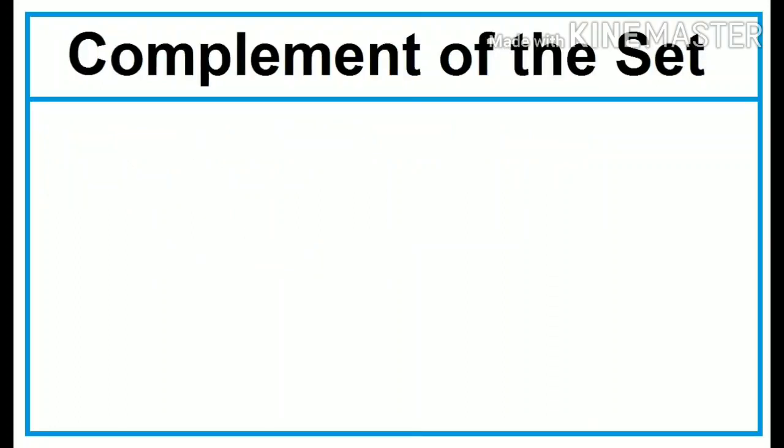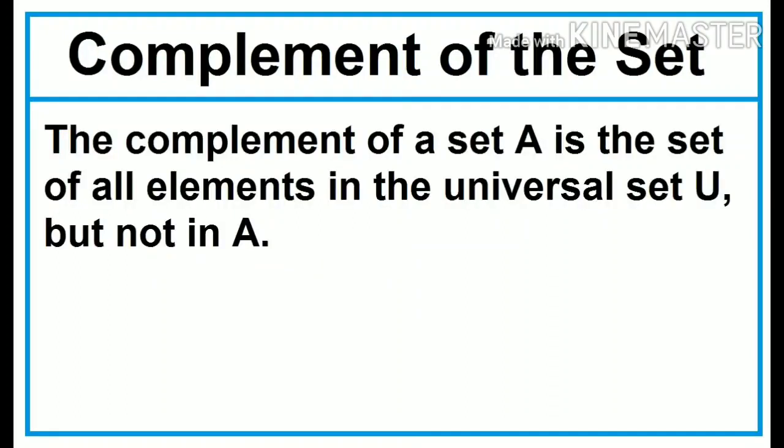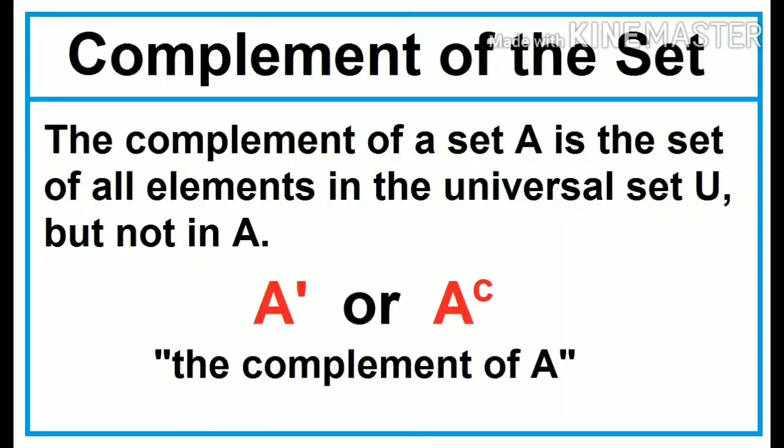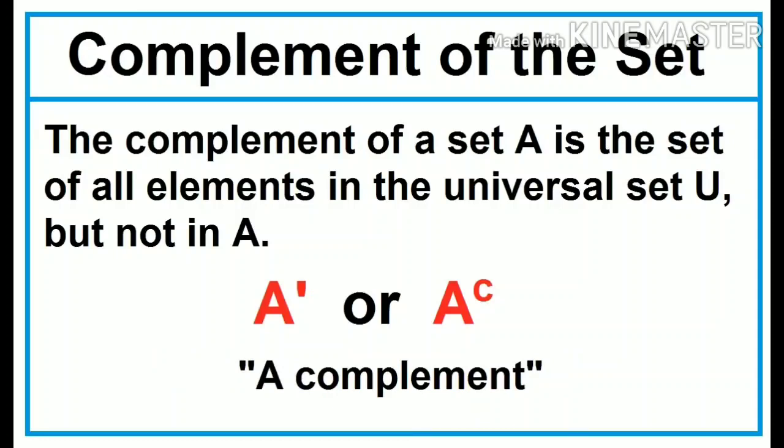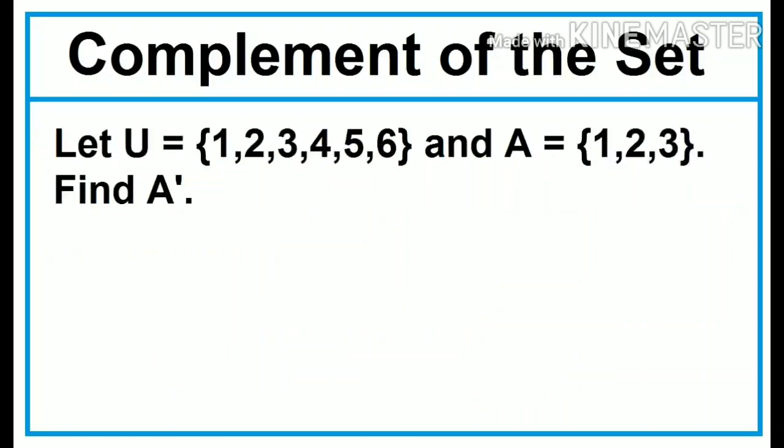The next operation is complement of a set. The complement of a set A is the set of all elements in the universal set U but not in A. The notation for the complement of A is A dash or A^C. Read this as A complement. Example, U is equal to {1, 2, 3, 4, 5, 6} and set A contains 1, 2, 3.